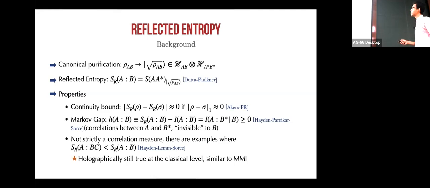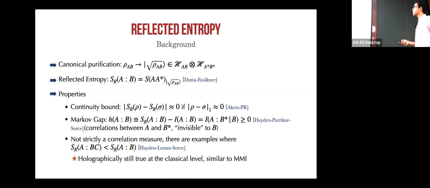And then the reflected entropy is pretty simply defined as the entropy of region AA star in this particular state. So this state lives on these 4 parties. We just pick AA star and compute the entropy in that. This quantity was defined by Dutta and Faulkner in the context of holography, primarily motivated by finding something that has a nice holographic dual. It hasn't been studied nearly as much directly from the information theory side.